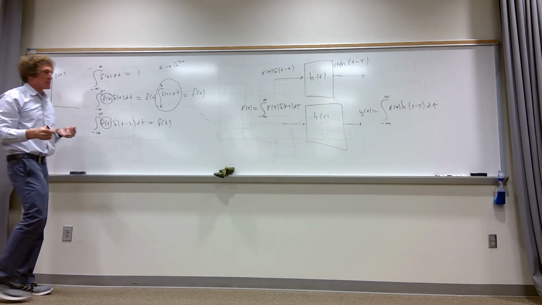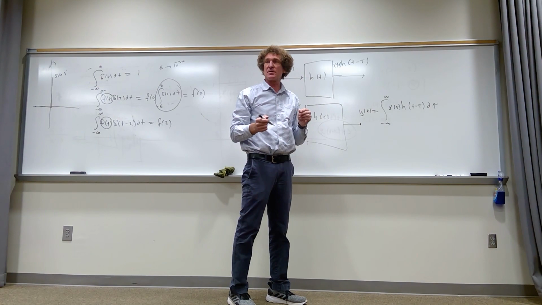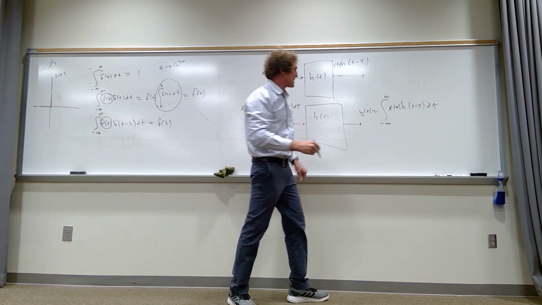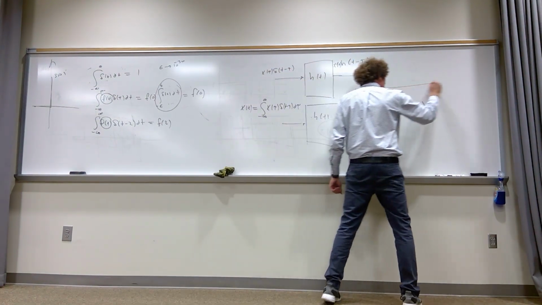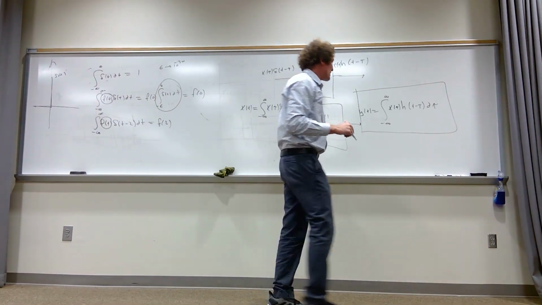So now I come here and I say, that's x of t, and well, that's y of t. And this is the definition of convolution right here. This is convolution. But I'm going to tell you a few more things about convolution. The symbol for convolution, and I'll do it over here.